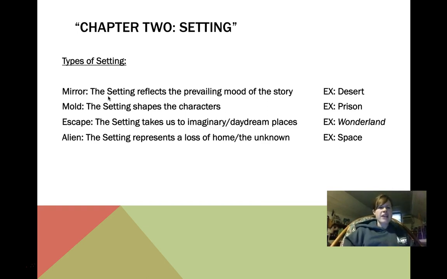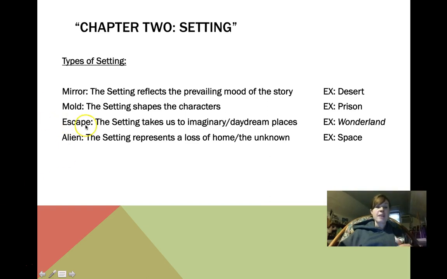And then finally you have setting as alien. Now I put space on here. That doesn't necessarily mean space. It just means that the setting represents a loss of home or the unknown. So a lot of times when we see movies set in space, that setting is definitely alien because the characters don't know where they are, but it doesn't have to be that way. It can just be an unknown location that they're stuck in and they have to deal with the fact that they're not familiar with that setting.